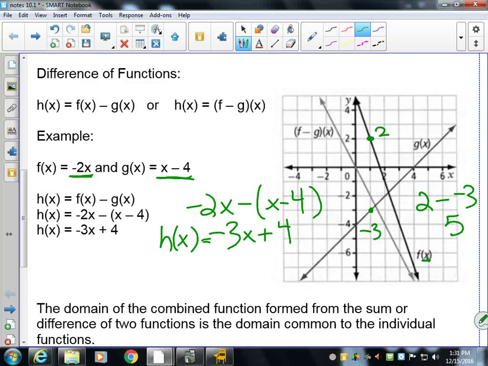Negative 3 times 1 is negative 3, plus 4 is positive 1. Okay. g of x is negative 4, rise over run, that's a good line. f of x is negative 2x.